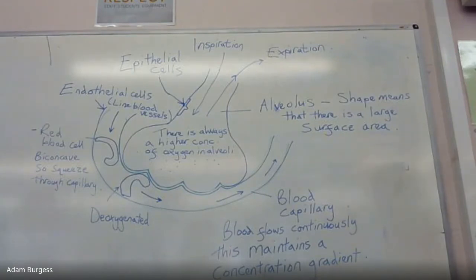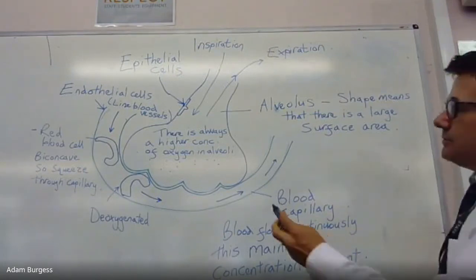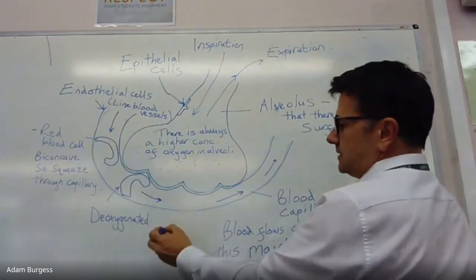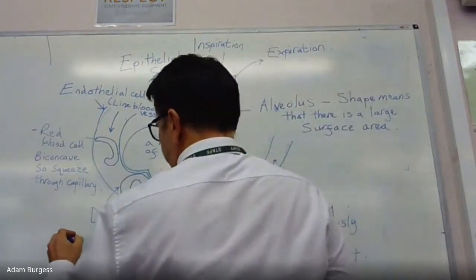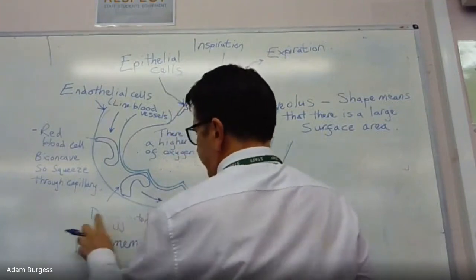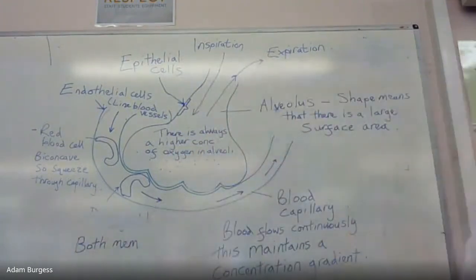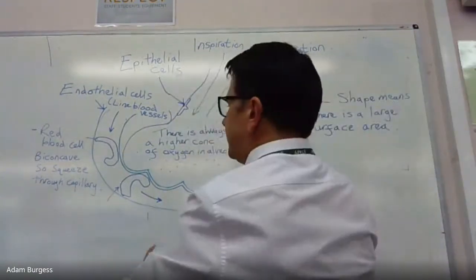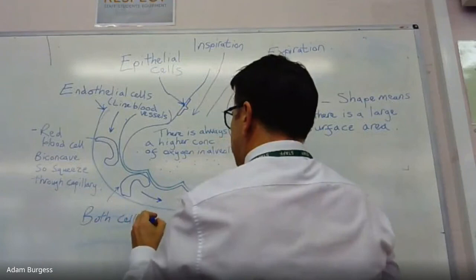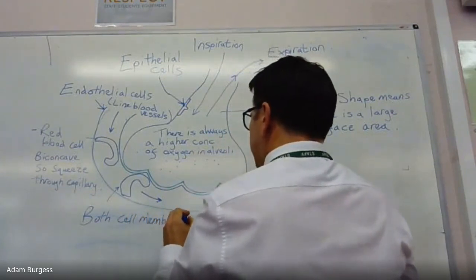Right, okay, so that's the blood. Right, let's talk about the thin exchange surfaces. As I said to you, the alveoli walls are epithelial cells, and you've got endothelial cells, and both membranes are only one cell thick. Can you see that again? I might do it a bit higher actually. So both cell membranes are one cell thick.